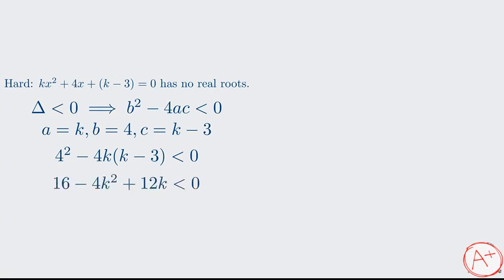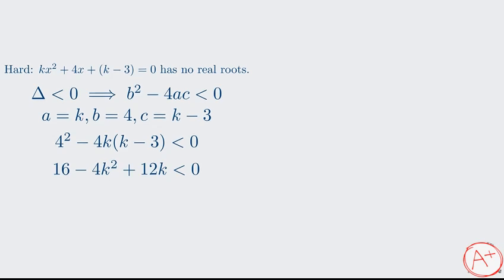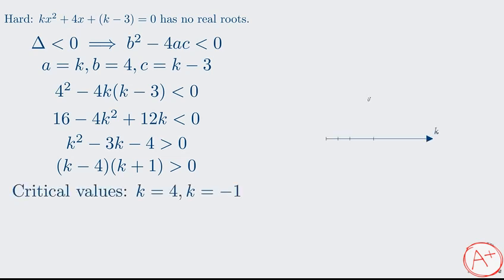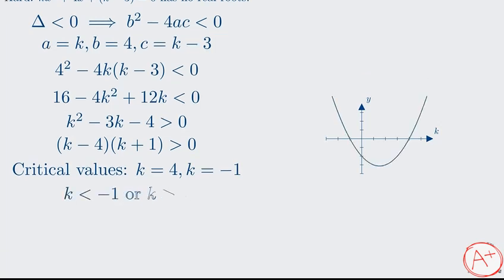Expanding the brackets, we get 16 minus 4k squared plus 12k is less than 0. Divide by negative 4. Remember to flip the inequality sign. This gives us k squared minus 3k minus 4 is greater than 0. Factorize to find the critical values. k minus 4 times k plus 1 is greater than 0. Our critical values are k equals 4 and k equals negative 1. Looking at the graph of this quadratic, we can see where the curve is positive. The expression is greater than 0 when k is less than negative 1, or when k is greater than 4.